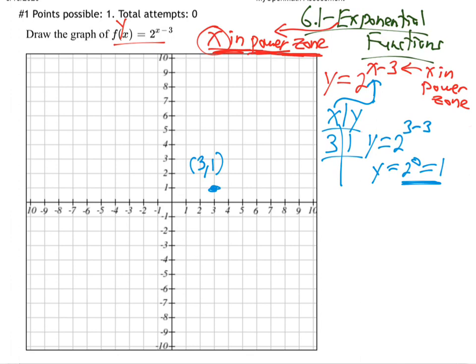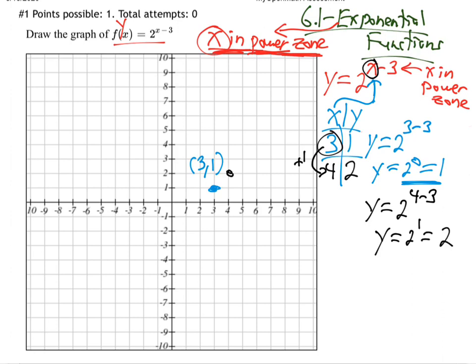Now, let's go up by 1, so let's go to 4. We started with the number that's next to x. You could really plug in any number you want, but this is just what's going to be easy. What are we going to get now? 2 to the 4 minus 3. I'm plugging in 4 for x. That's 2 to the 1, and 2 to the 1 power is just 2. So that's over 4, up 2.